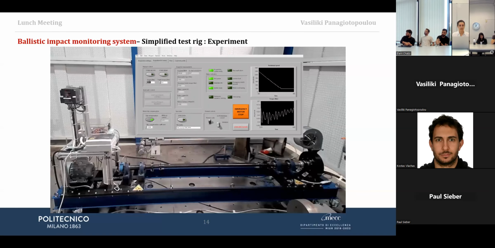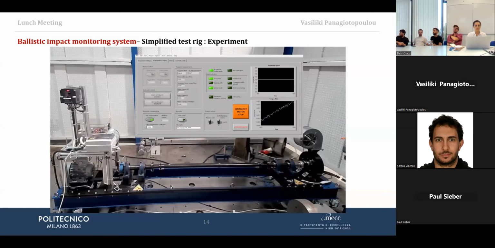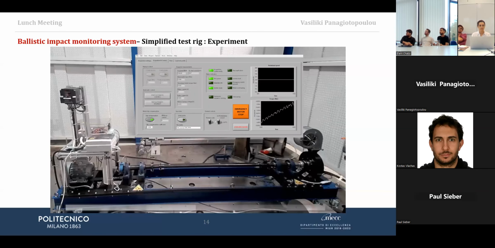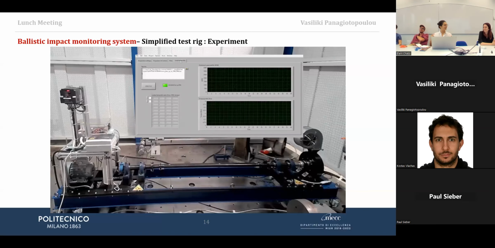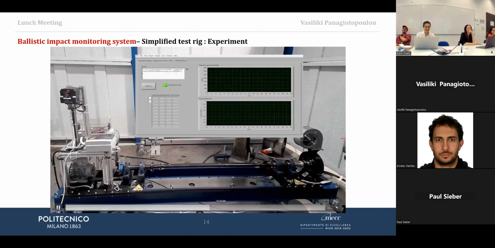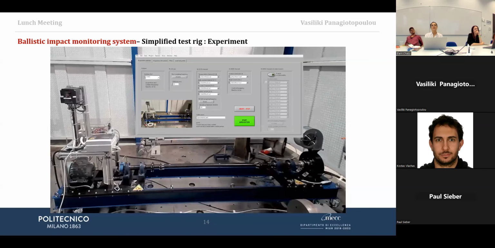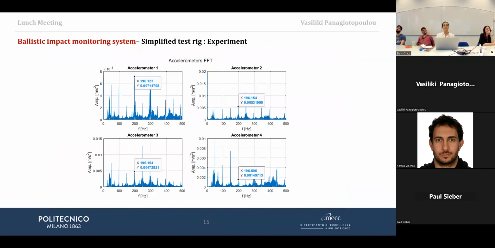We reduce the velocity. The sound used to be nice because you could hear the rotor going really high. And we switch off the system, and in the end we have the readings from the sensors.